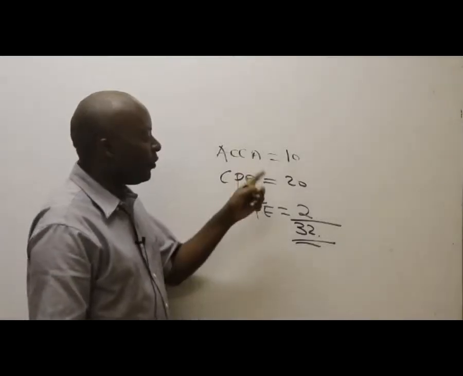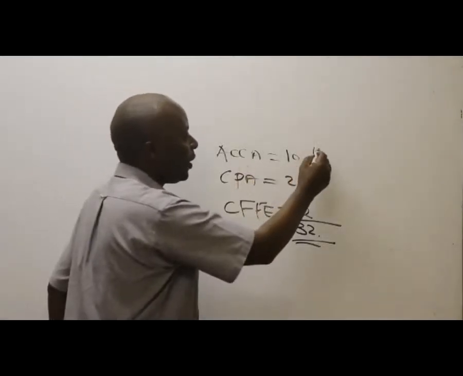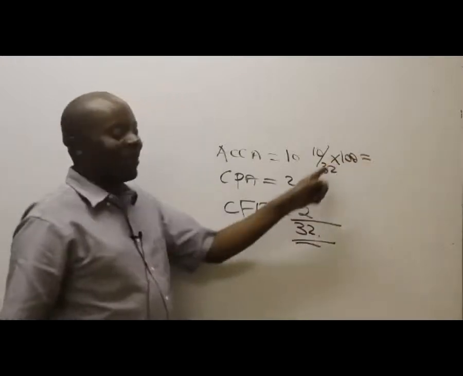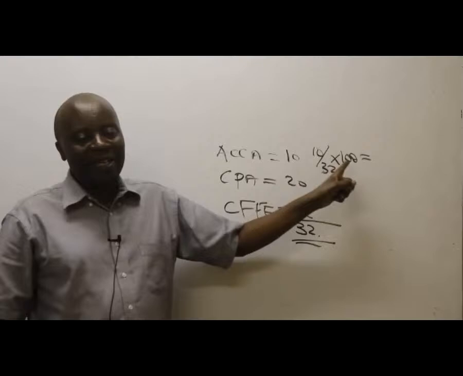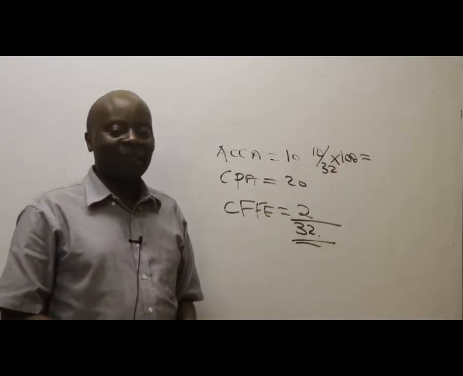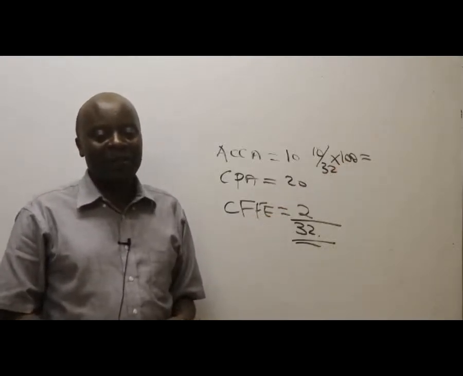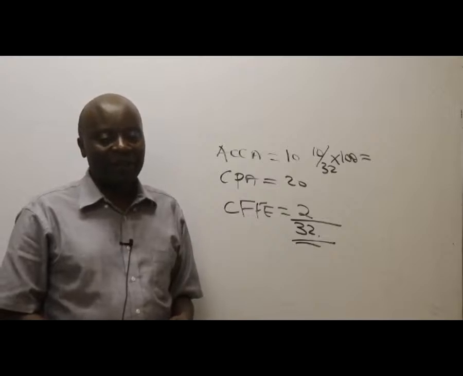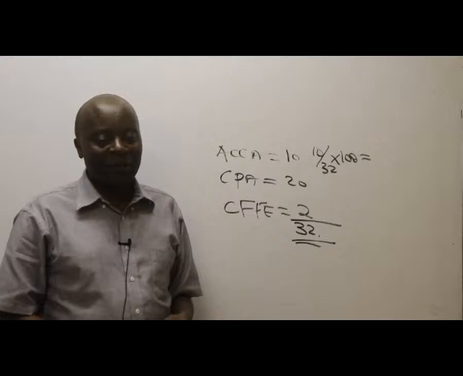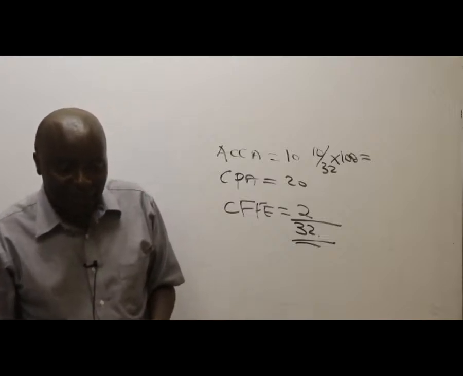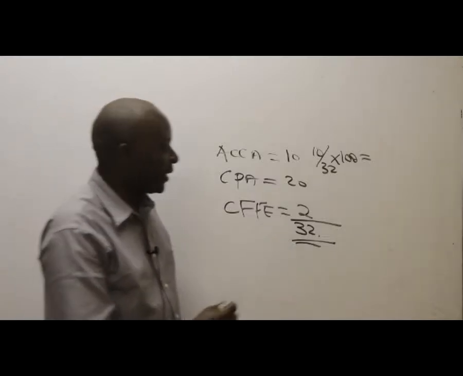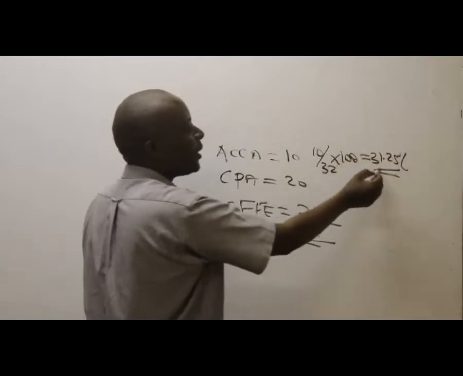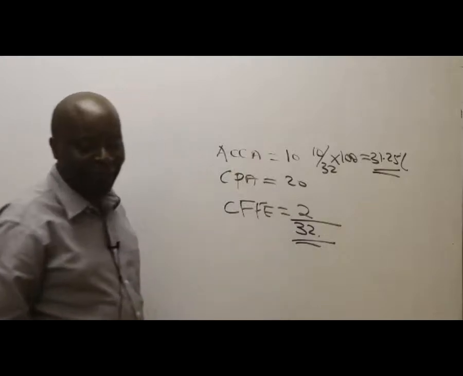So then I'll go to the individual percentages. ACCA is giving us 10 over 32 times 100. Could you kindly give me this percentage? Somebody is telling me it's 31 point something, isn't it? 31.25. What do you think of this percentage vis-a-vis our threshold of 10%?